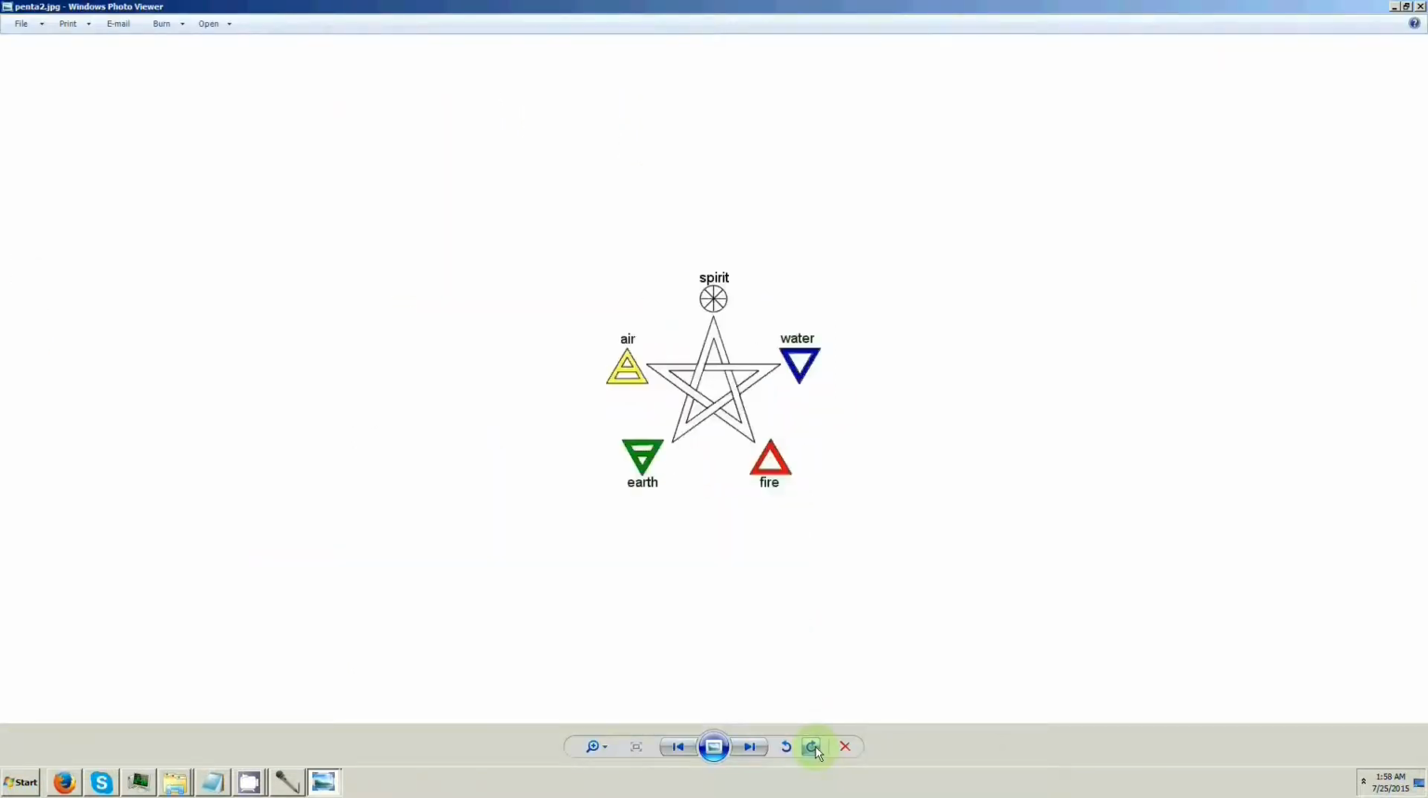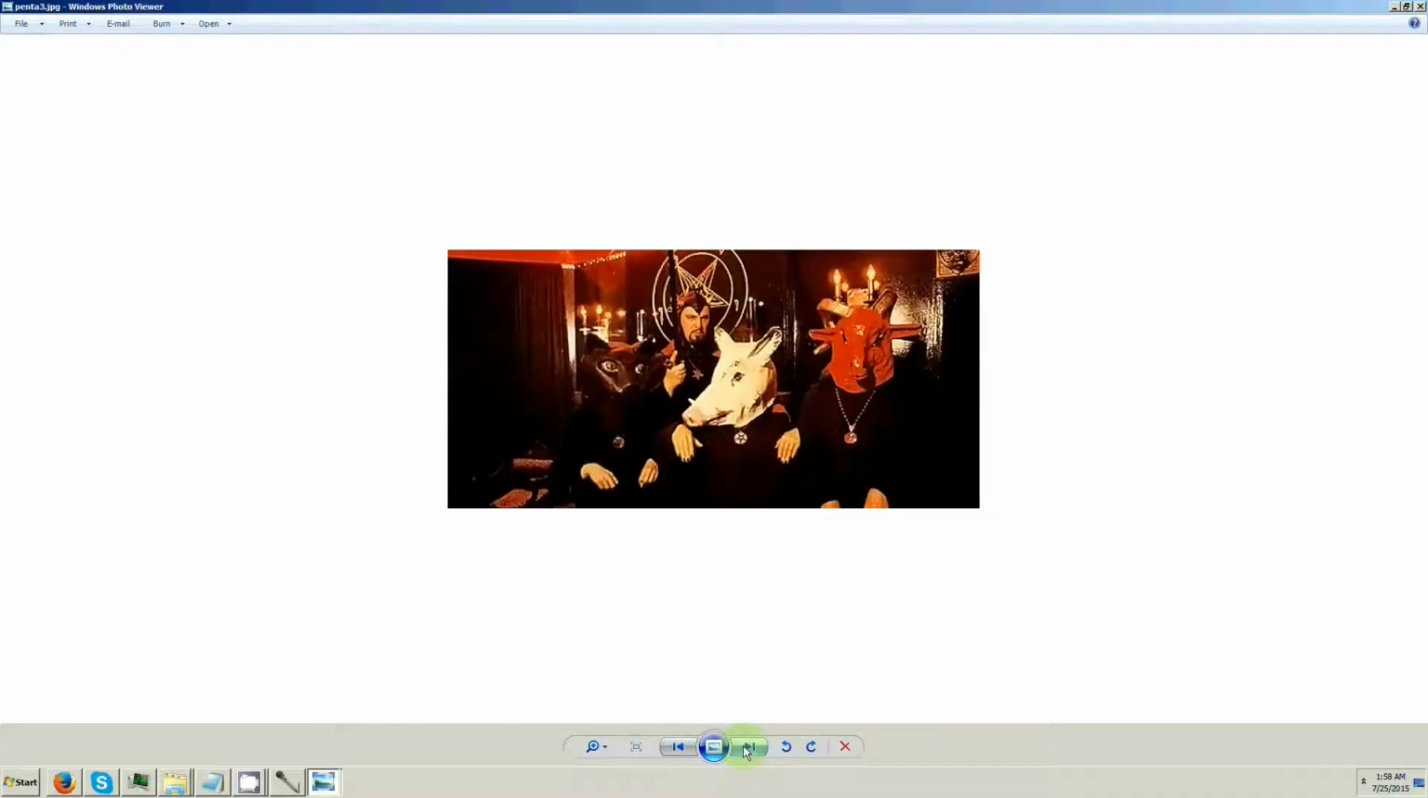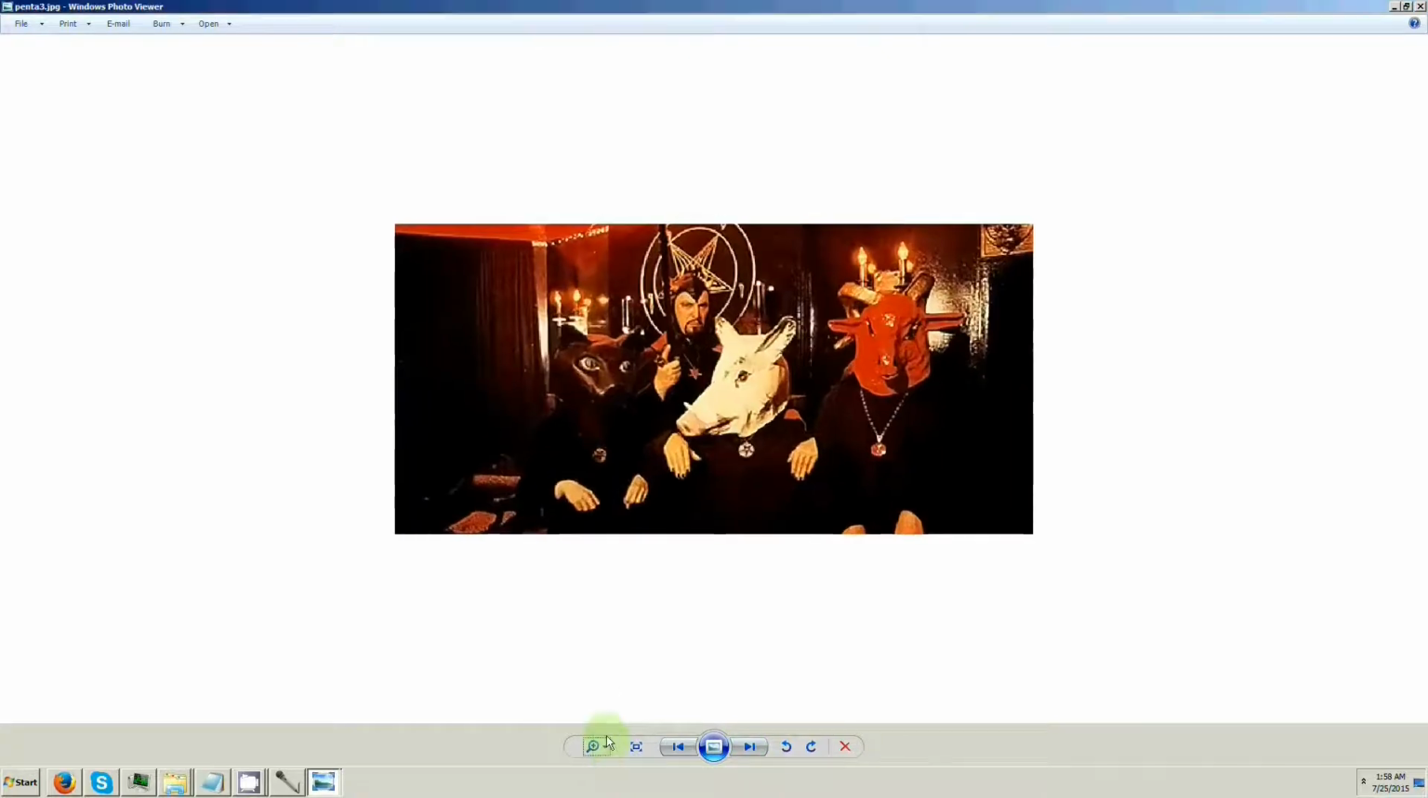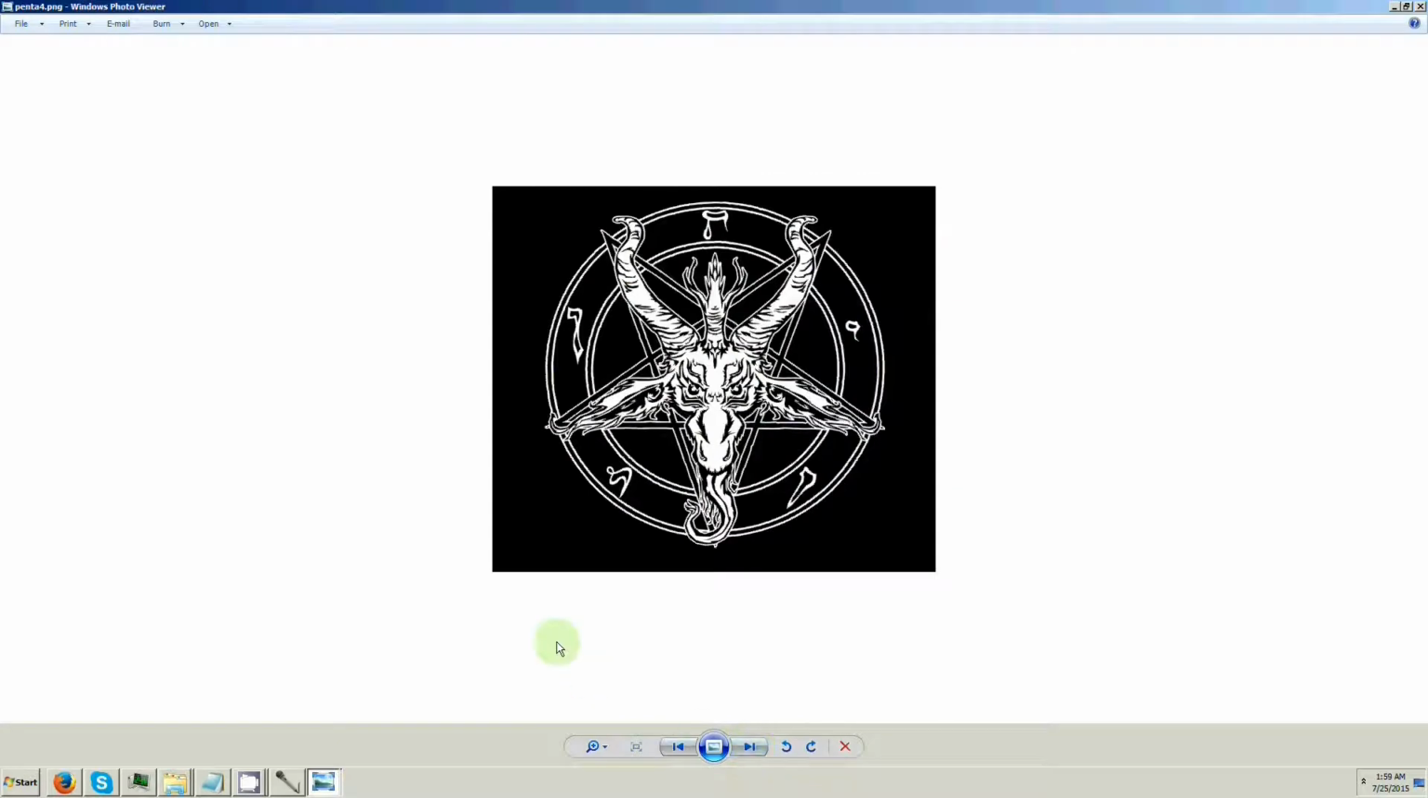The most recent, often, and disturbing use of the five-pointed star is from Satanists. This is a picture taken from the Church of Satan, which used the inverted pentagram as a symbol, sometimes adding the goat's head to the equation.